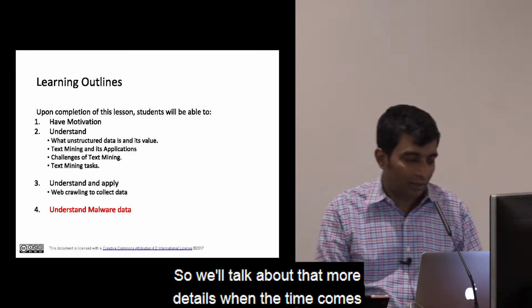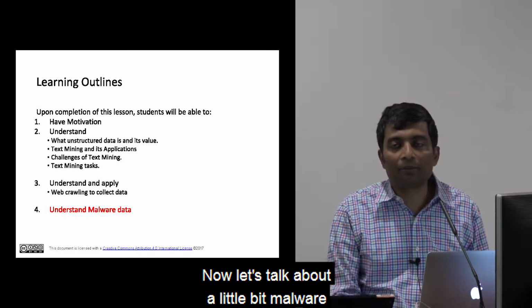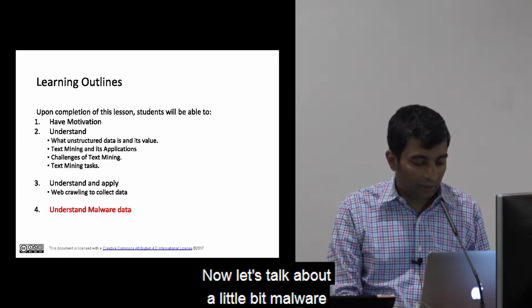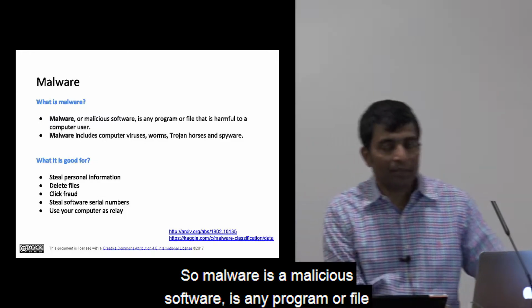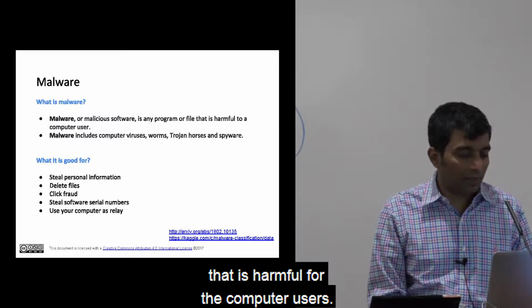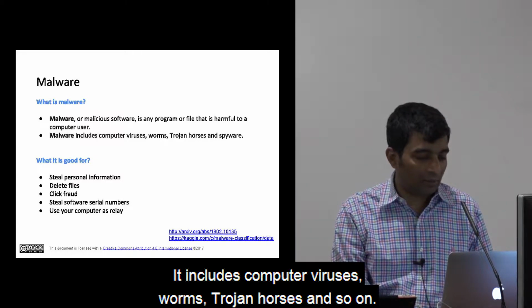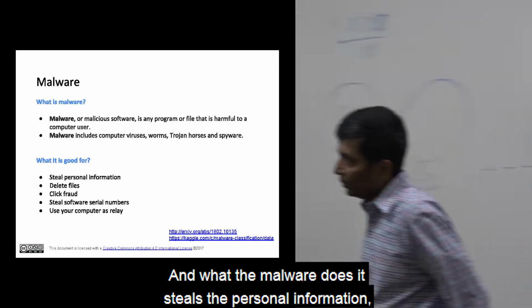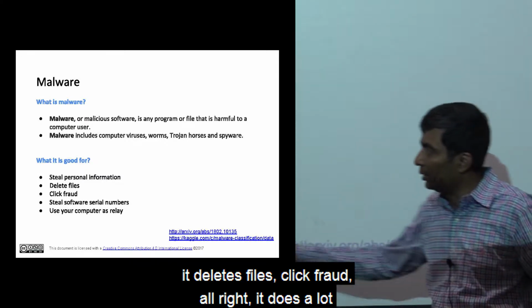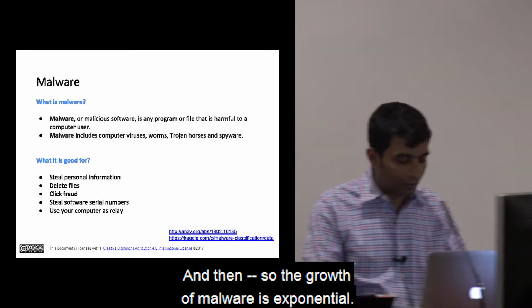Okay, then next one. We will talk about that in more detail when the time comes with the hands-on for that. Now I have to talk a little bit about the malware data we're going to deal with. Malware is malicious software, any program or file that is harmful for computer users. It includes computer viruses, worms, Trojan horses, and so on. What the malware does is steal personal information, delete files, click fraud, it does a lot of bad things. You already know better than me.